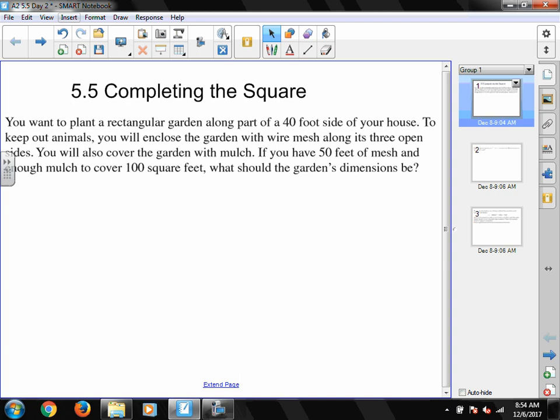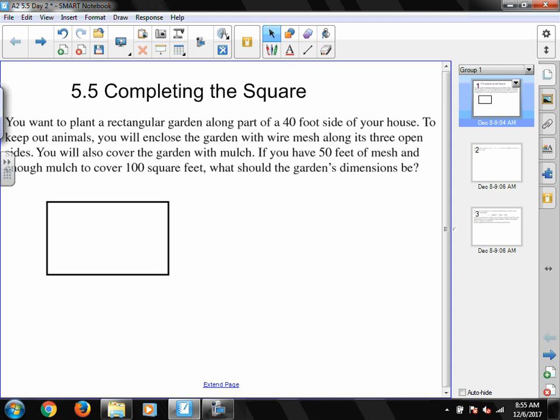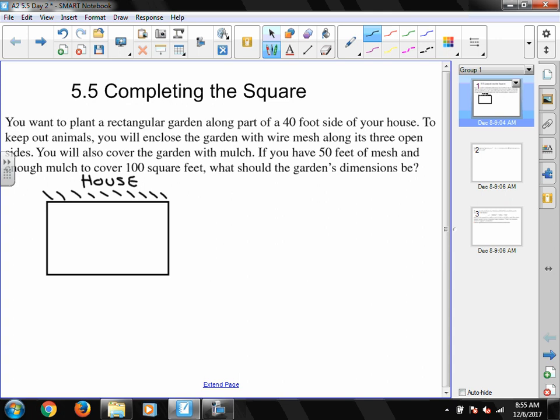So I like to start these with drawing a little bit of a picture here. It doesn't have to be great. As you guys know, I'm not much of an artist. So I have my rectangular garden here. I can cheat because I have my smart board here. Obviously, if I was drawing this out, it would not be as good. So I'm going to put the house back here. I'm just going to use that to represent my wall. This is the house. So here's my garden.